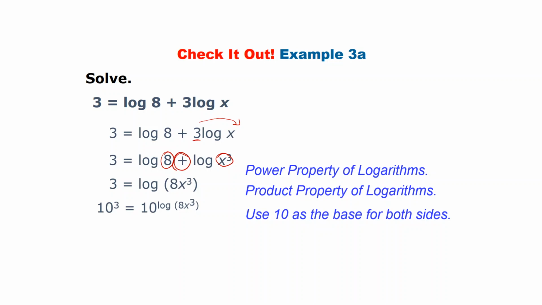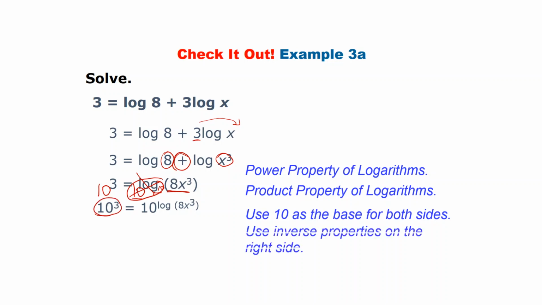So when I do that, 10 is a base and 10 is a base, and this is an understood 10. So when I have a base and a log to a base understood, this whole piece just goes away. And that just leaves us with 8x to the third. And then we already have 10 to the third now. So using the inverse property, we have 1,000, which is 10 to the third, equals 8x to the third.